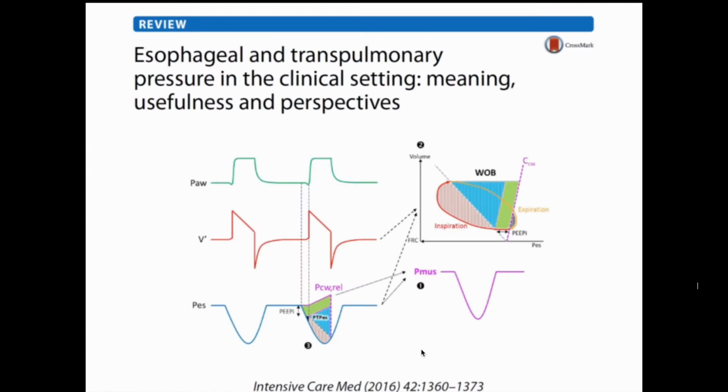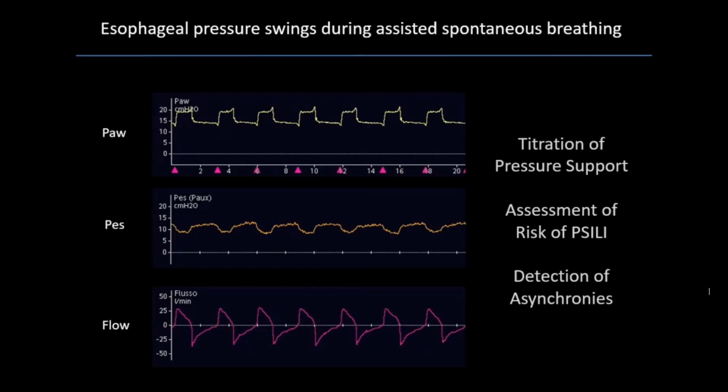Esophageal pressure monitoring, or transpulmonary pressure monitoring, is very important in clinical practice, especially in trying to reduce VILI and monitor mechanical ventilation. The main objective of it is to titrate the pressure support that is being given, assess the patient for risk of VILI, and detect asynchronies.